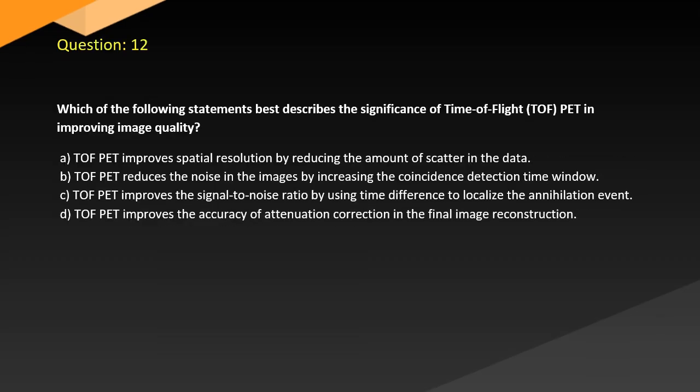Question 12. Which of the following statements best describes the significance of time-of-flight (TOF) PET in improving image quality? A. TOF PET improves spatial resolution by reducing the amount of scatter in the data. B. TOF PET reduces the noise in the images by increasing the coincidence detection time window. C. TOF PET improves the signal-to-noise ratio by using time difference to localize the annihilation event. D. TOF PET improves the accuracy of attenuation correction in the final image reconstruction.